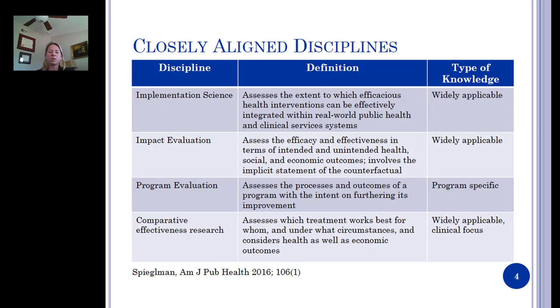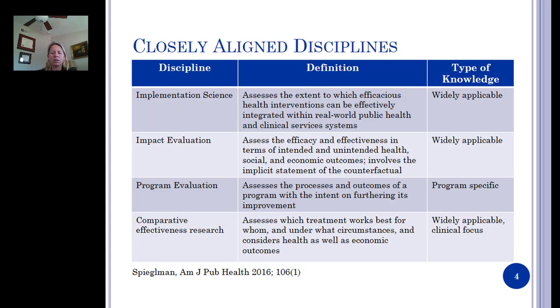Now, there are several different disciplines within the realm of program evaluation that I thought would be helpful to define, just so that if these come up in your readings or in your work, that you have recognized them. And these are all closely aligned. So we have what's called implementation science. This is a science that essentially assesses the extent to which efficacious health interventions can effectively be integrated within real-world public health and clinical service systems. And the information that's gained from an implementation science evaluation is viewed as generally widely applicable.